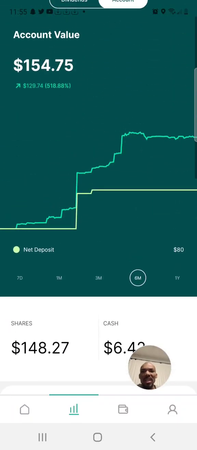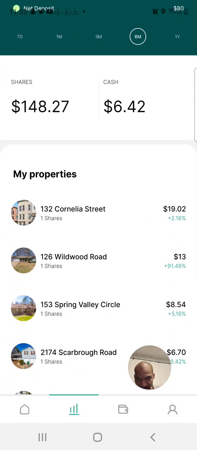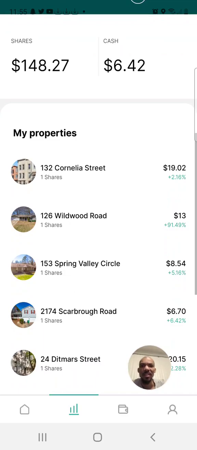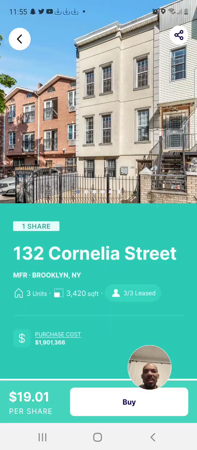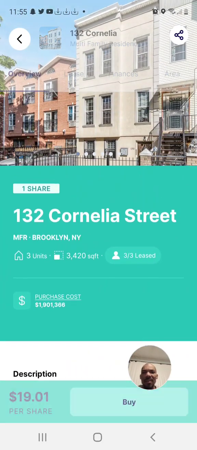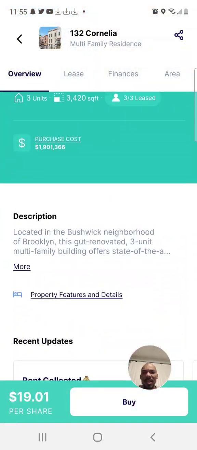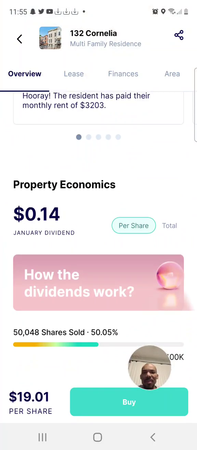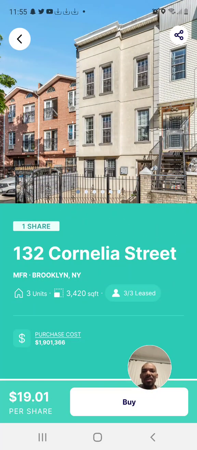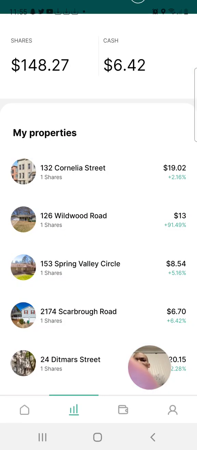But let's go over each individual property. This was the type of property. I have one share of those. As far as the dividend payments and so on, we can go through that activity as well. But this property was up 2%.